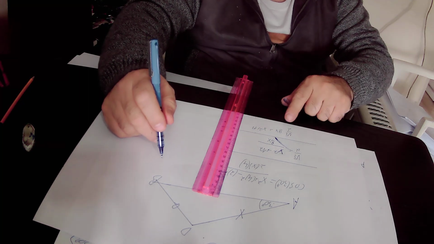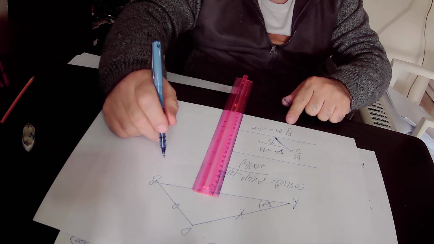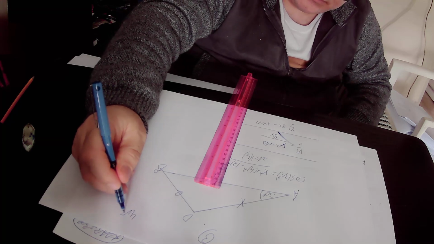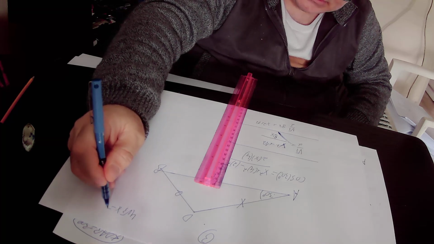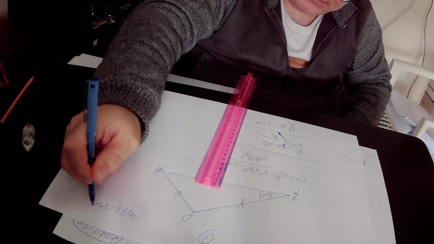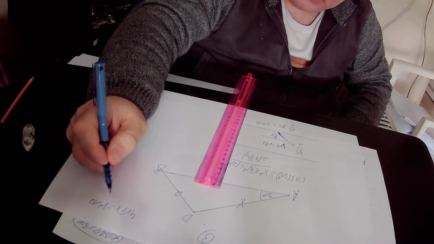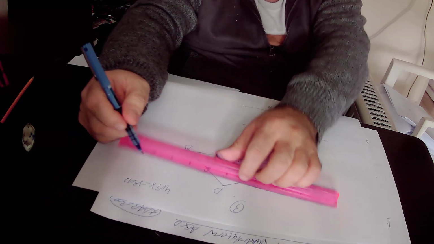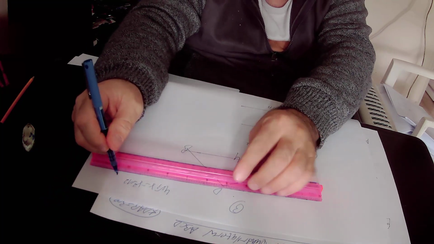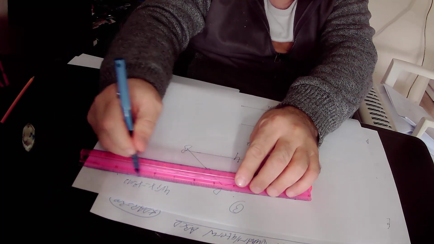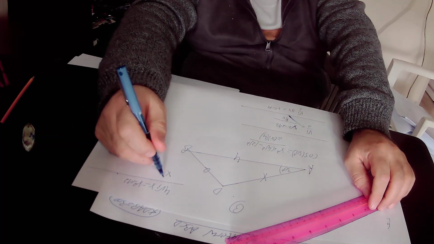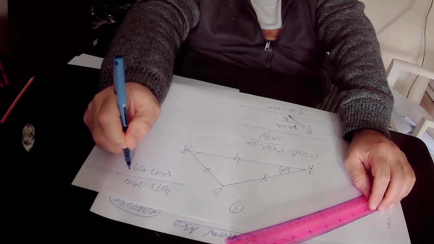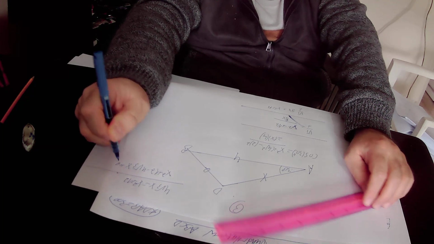Here 8 over 2 is 4, so we get that 4 times square root of 3x equals x squared plus 12. We will subtract 4 times square root of 3x from this equation and we will get that x squared plus 12 minus 4 times square root of 3x equals 0.